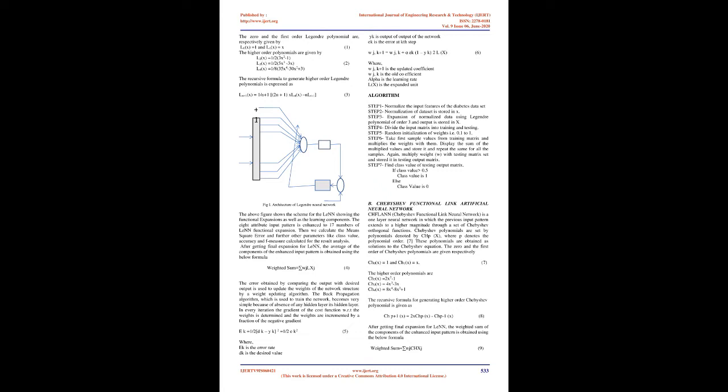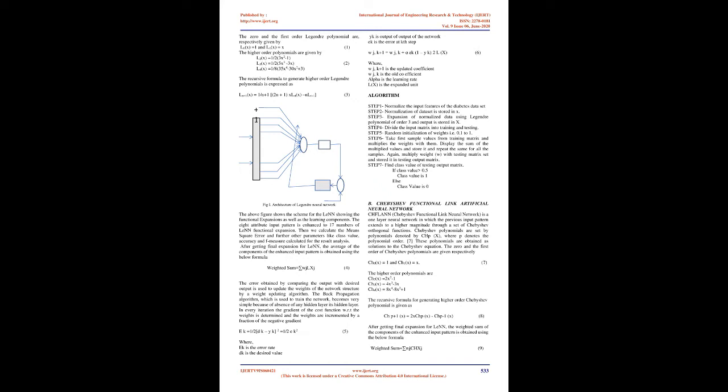The Legendre polynomials are given by Ln(x), where n is the order whereas -1 < x < 1 will be the argument of the polynomial. The zeroth and the first order Legendre polynomials are, respectively, given by the following. The above figure shows the scheme for the LeNN showing the functional expansions as well as the learning components. The 8 attribute input pattern is enhanced to 17 LeNN functional expansion terms. Then we calculate the mean square error and further other parameters like class value, accuracy, and F-measure are calculated for the result analysis. After getting the final expansion for LeNN, the average of the components of the enhanced input pattern is obtained using the below formula.